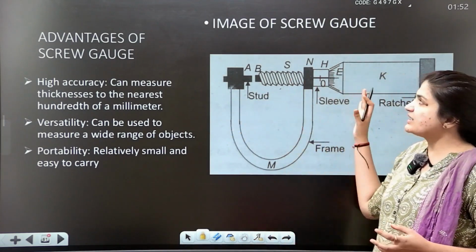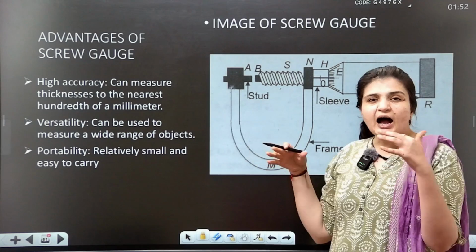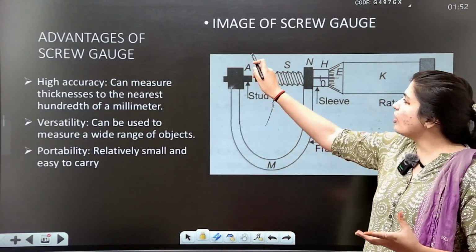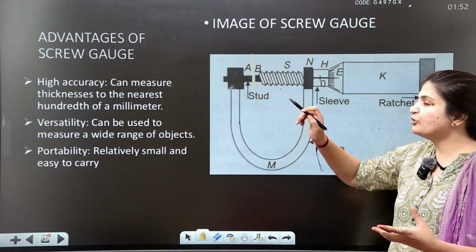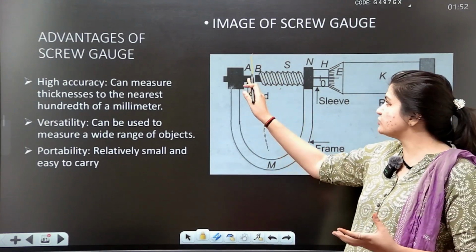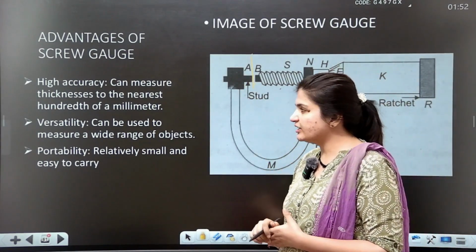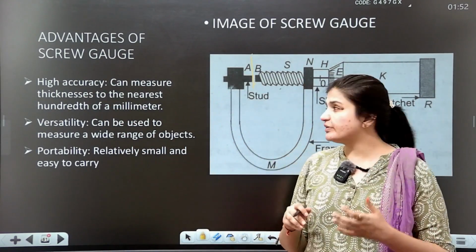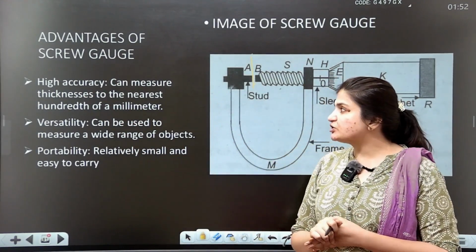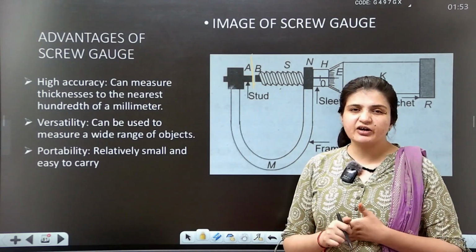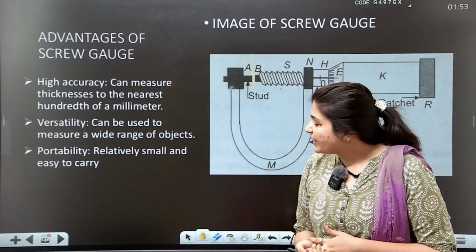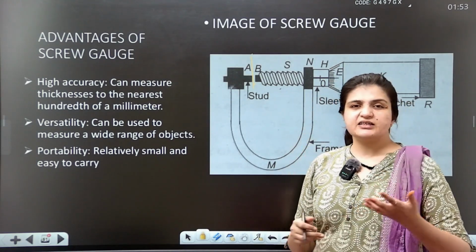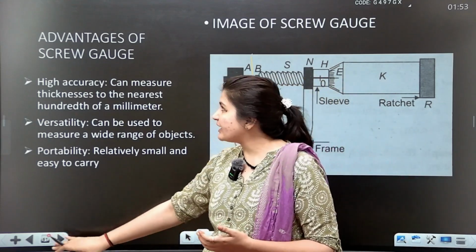So this is the image of the screw gauge, how it looks. We put the rod here between the screw gauge jaws and then measure the length. It is high accuracy. It can measure the thickness to the nearest hundredth of a millimeter. It can be used to measure a wide range of objects and is relatively small and easy to carry.